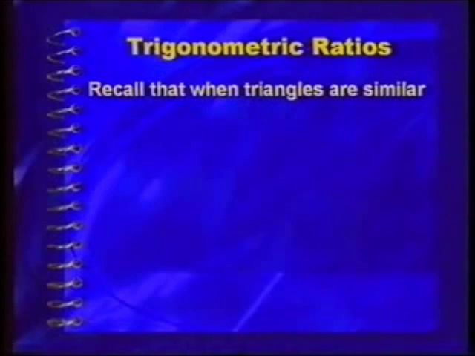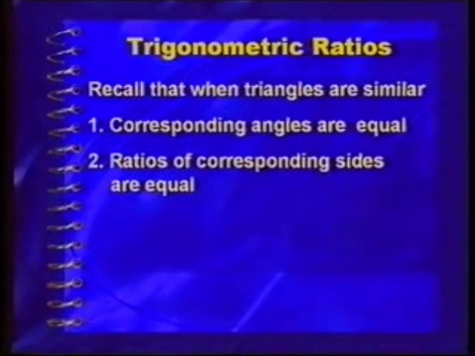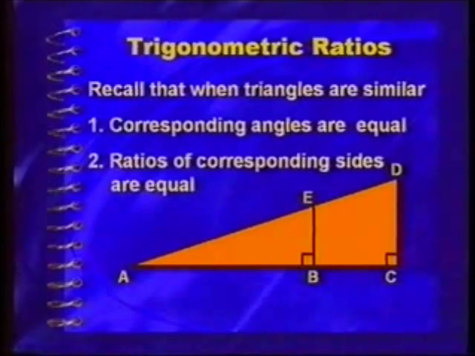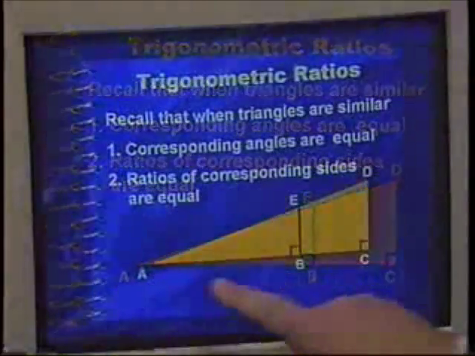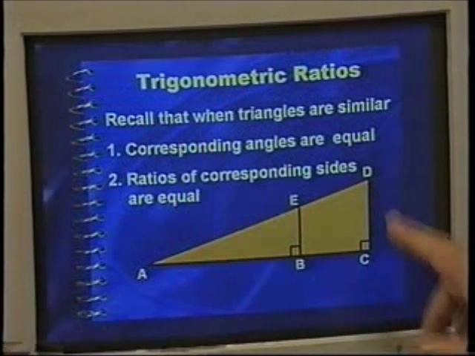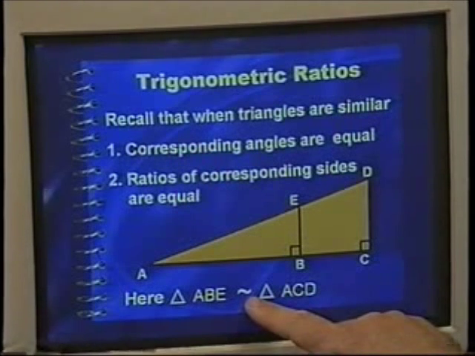You also need to know something about similar triangles. So just a little bit of revision from program 3. In similar triangles, we know that corresponding angles are equal and that the ratio of corresponding sides are equal as well. This is a typical situation where we've got two triangles that are similar. Triangle ABE and triangle ACD. And that's what's written down here. And that's the symbol we use for similarity.